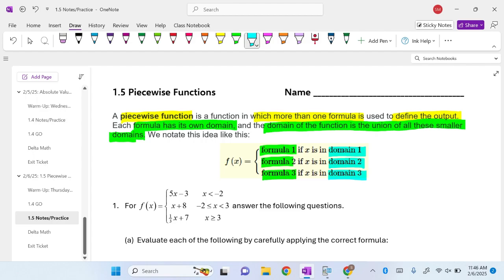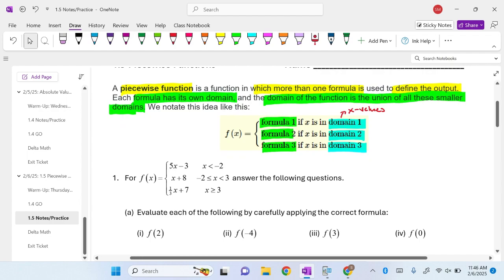This especially comes in handy when you're evaluating piecewise functions. They look ugly, but they're actually not too bad. Now, again, when I say domain, what does that mean? What does domain typically refer to? Your x values. Remember, when I say domain, I'm talking about your x values.